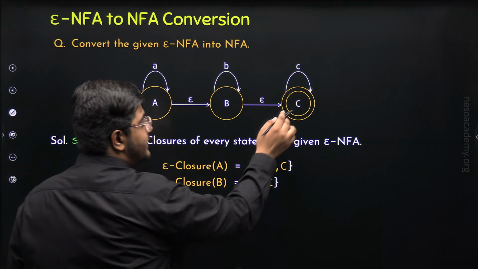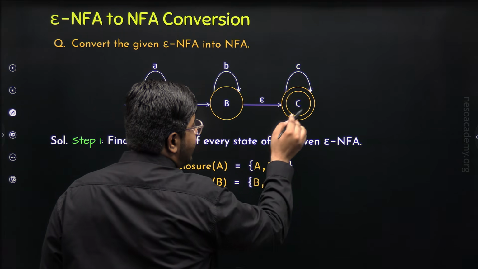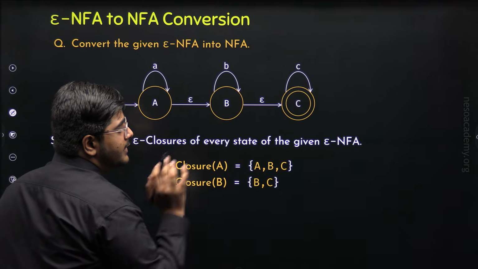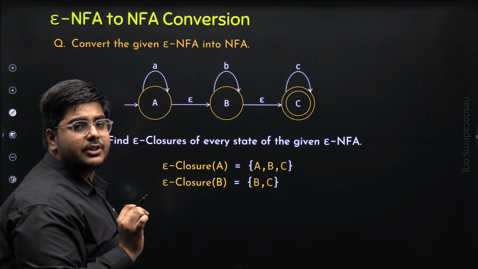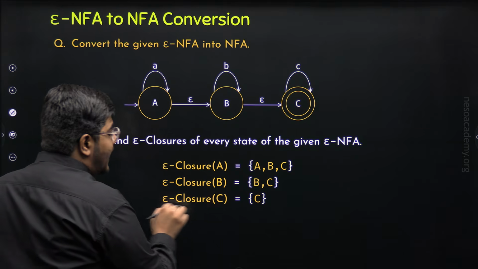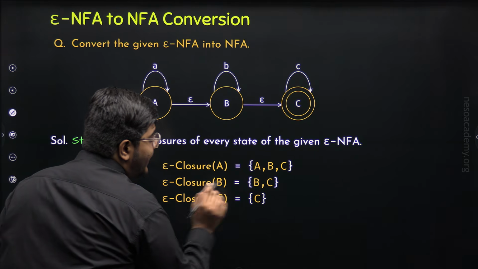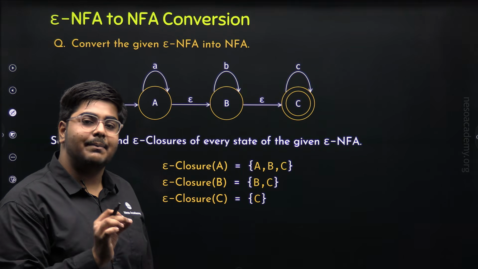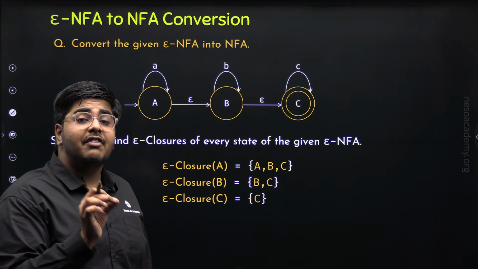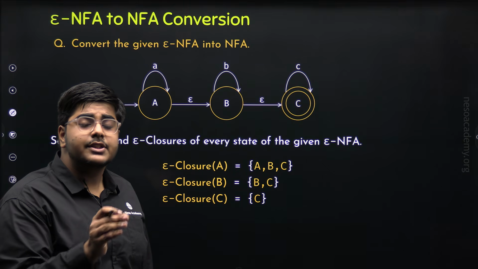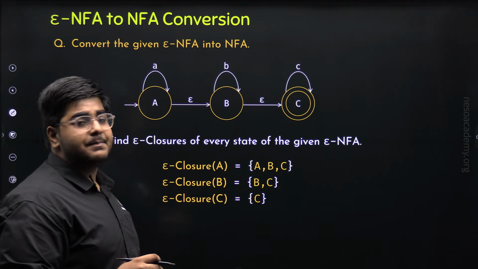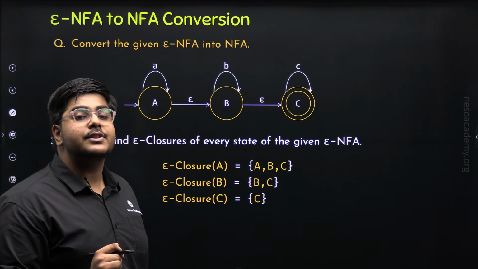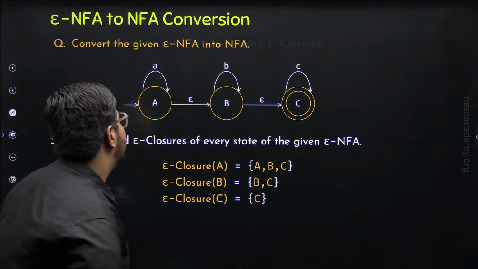Now let's talk about the state C. The state C cannot reach any other state using epsilon transition. That is why the epsilon closure of C will only contain the state C itself. In this way, we are done with step number 1, that is, we have calculated the epsilon closures of all the states of this epsilon NFA. Now let's proceed with step number 2.